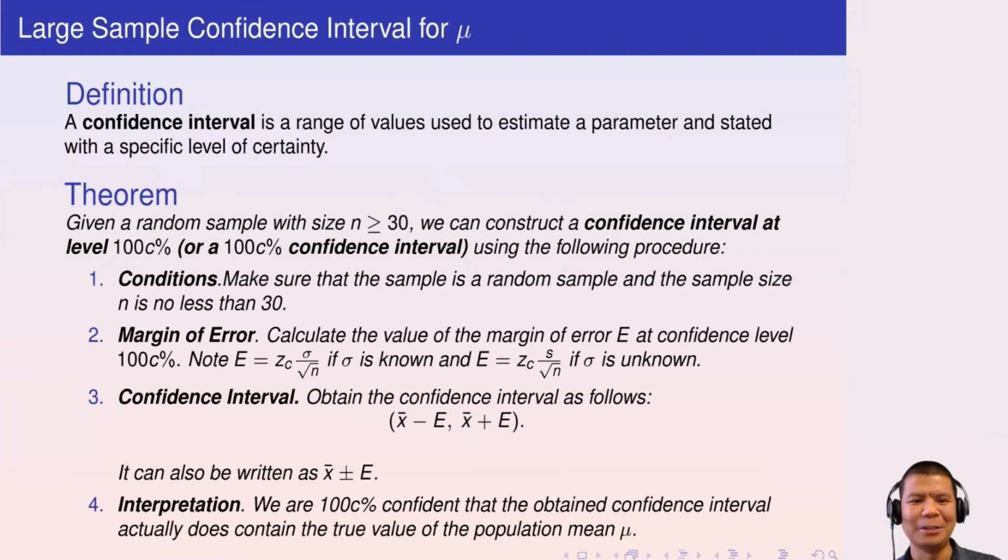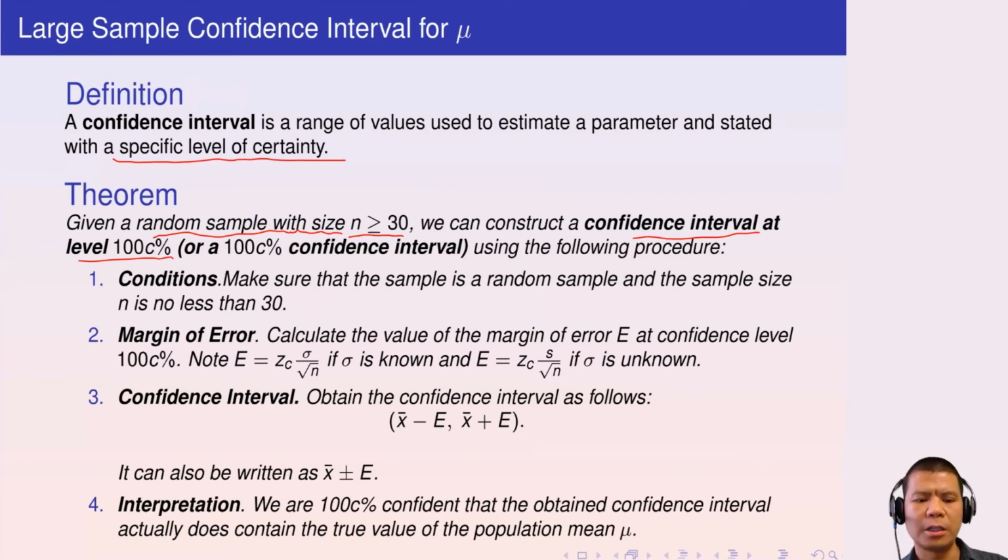Then the confidence interval is going to be very easy to find. A confidence interval is a range of values used to estimate a parameter and stated with a specific level of certainty or confidence. The following theorem gives us the procedure for finding a confidence interval. Given a random sample with size n greater than or equal to 30, we can construct a confidence interval at this level using the following procedure.